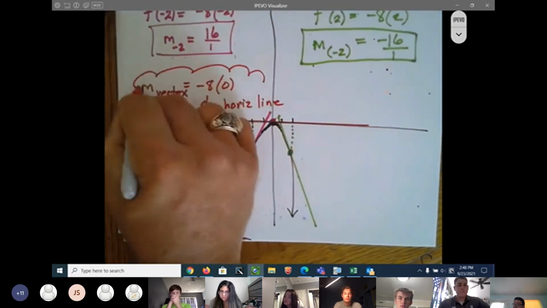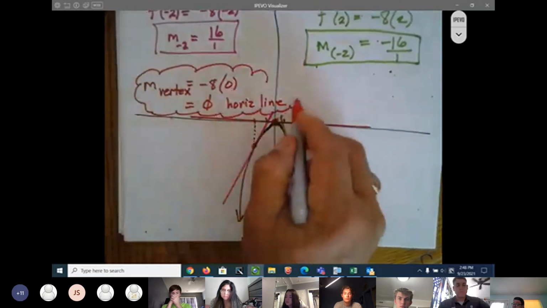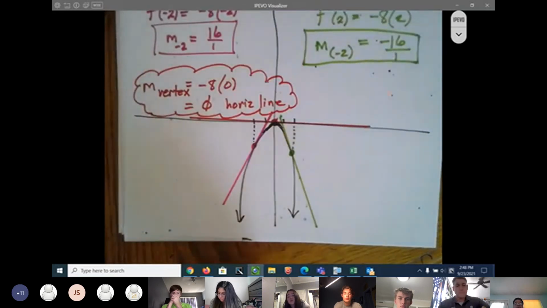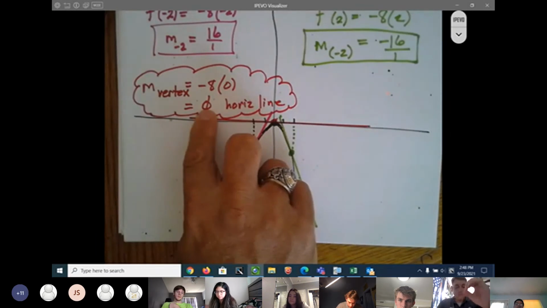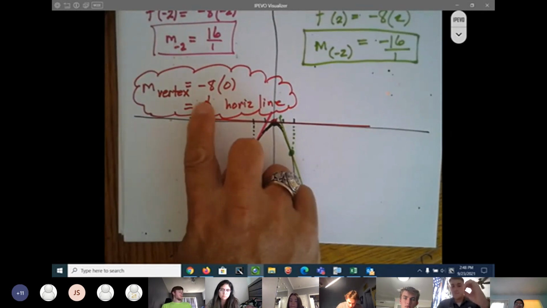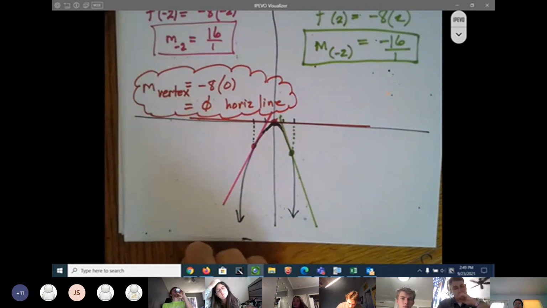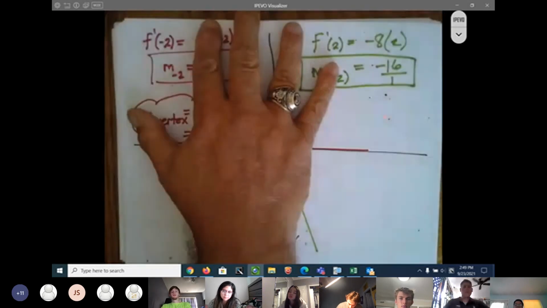This you need to write down, because there are questions in your homework and your test that will go toward what is the slope at the vertex. And what is the slope at the vertex? 0, Hubert. That's right, class. It will always be 0. So that's all you got to do.